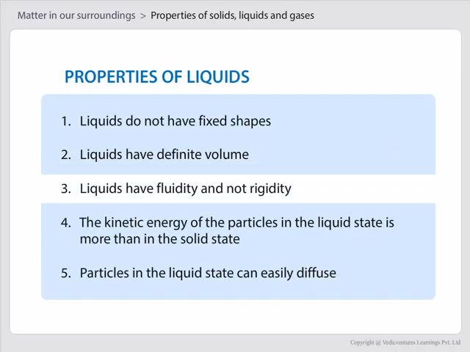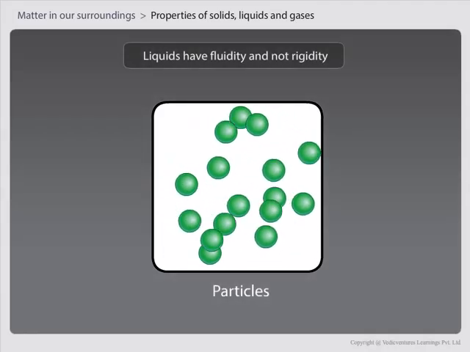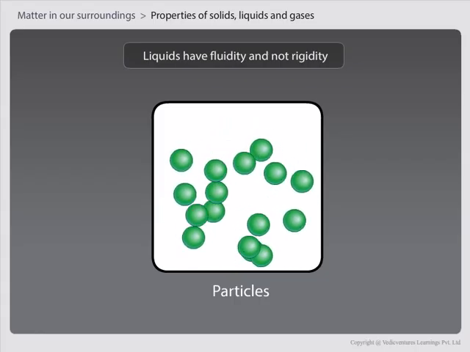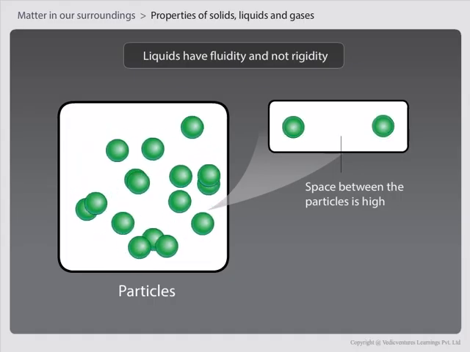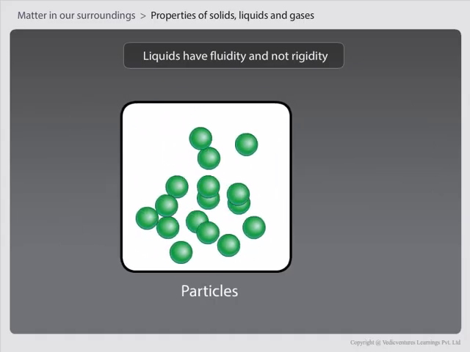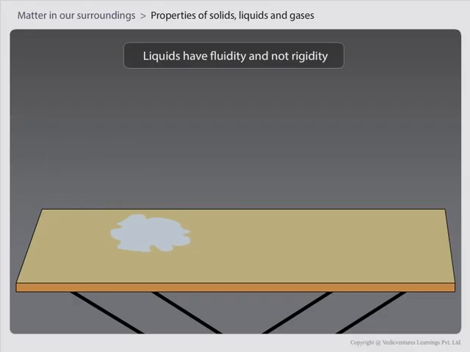Liquids have fluidity and not rigidity. This is because the interparticle forces between the particles are very weak. As a result, the space between particles and particle movement is high compared to solids. Example: let us pour water from a glass tumbler on a table and drop a book on the table. We will observe that water flows further on the table, but the book doesn't flow. This shows that water, which is a liquid, has a flowing nature and the book, which is a solid, doesn't flow.